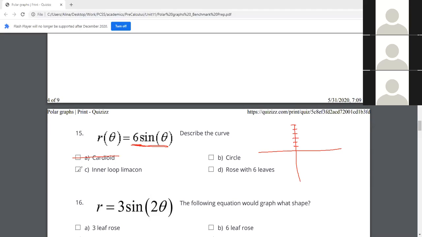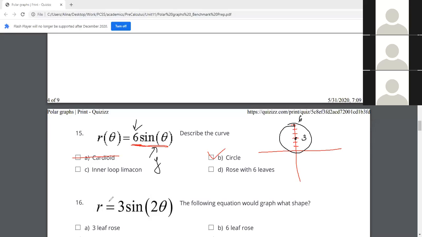It may not be a circle, though. It is a circle. Yep, it is a circle. The center of the circle is on the y-axis because of sine. So we go 6 units up. The center is halfway, which is at 3. And it's a circle. Well, I don't think I have anything else to say.